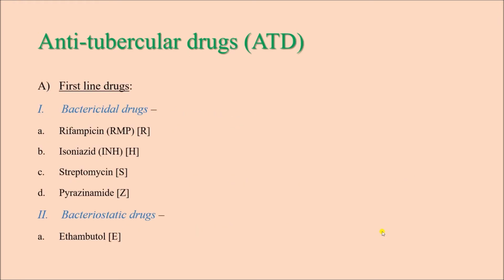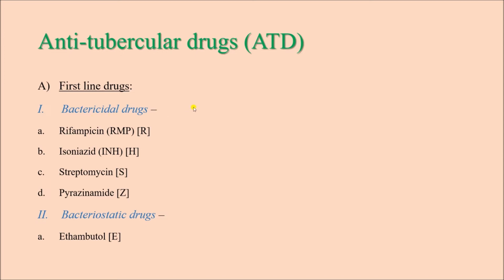So what are the anti-tubercular drugs? We have first line drugs, that is the bactericidal drugs and bacteriostatic drugs. Bactericidal drugs basically kill the bacteria, and bacteriostatic drugs prevent the multiplication of the bacteria.